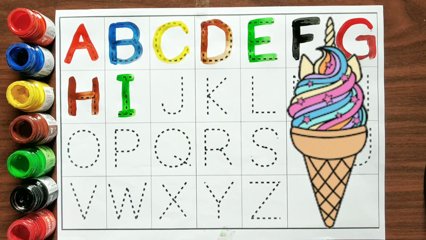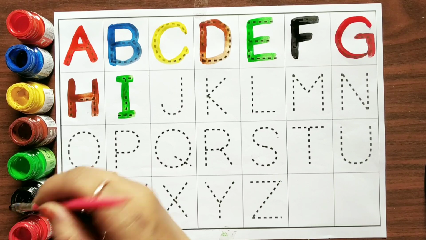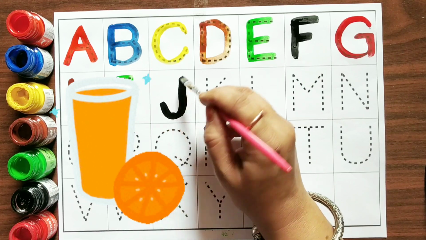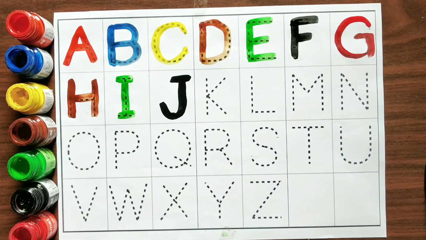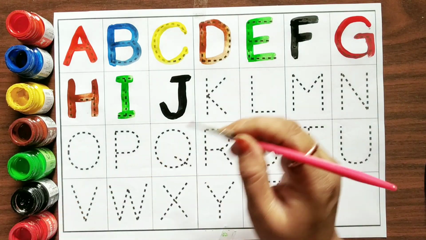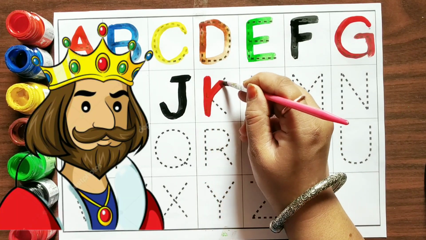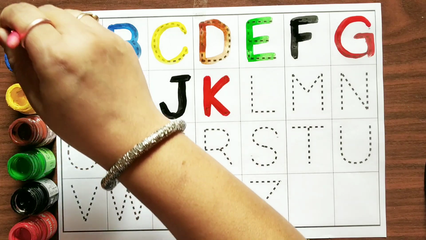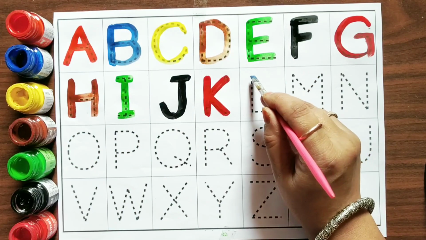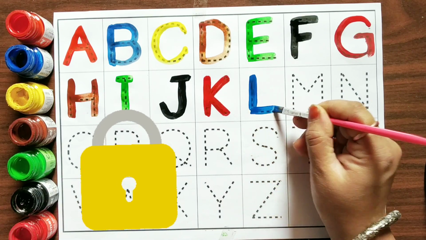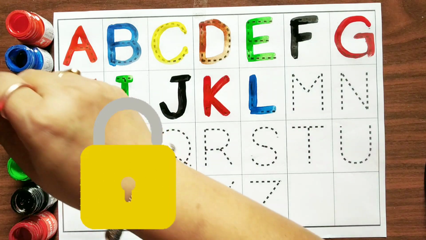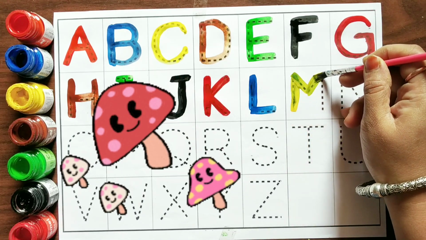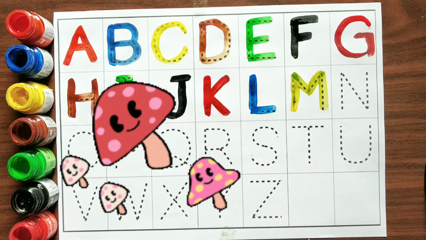Black color. J, J for juice. Red color. K, K for king. Blue color. L, L for lock. Yellow color. M, M for mushroom.